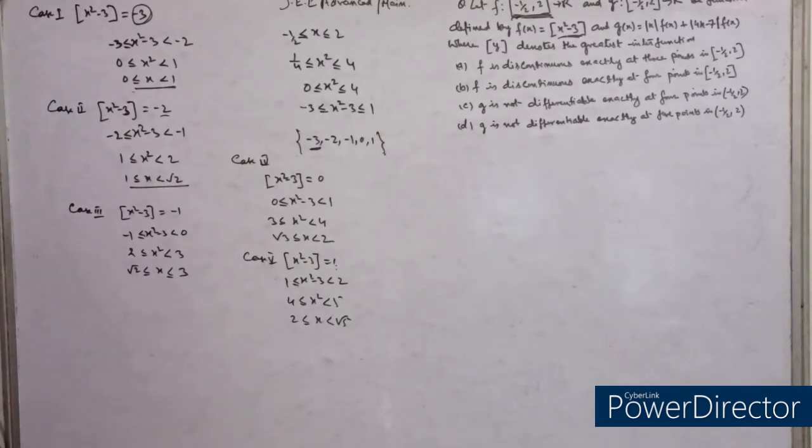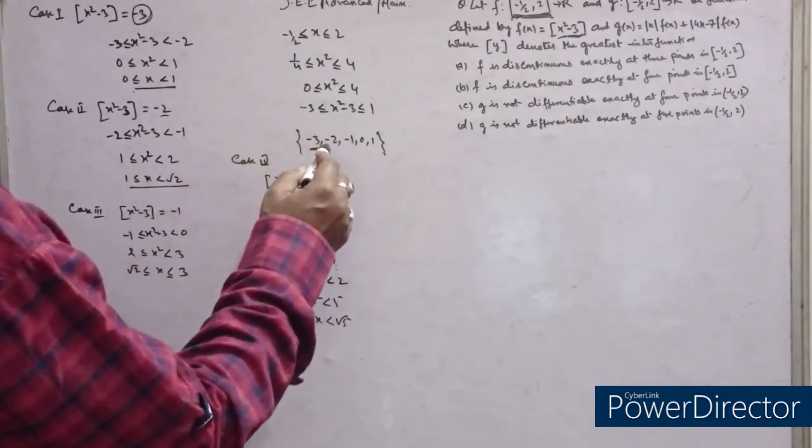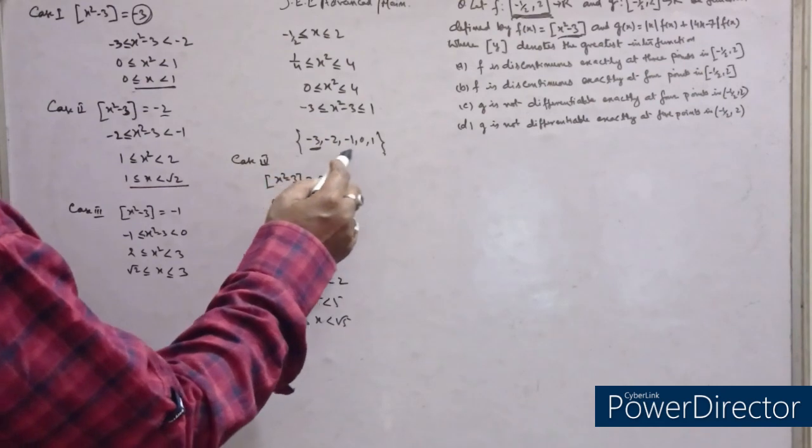So this is the greatest integer function. I am going to repeat it again. What is the case that we have? Because this is the greatest integer function, the integers are these.